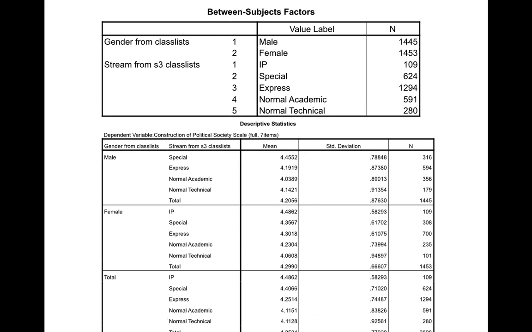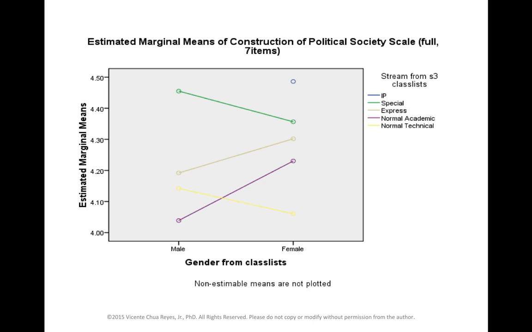And the lower table shows us the descriptive statistics. You see there's variety in scores. Males from the special stream scored the highest, 4.452. Females from the integrated program scored the highest, 4.4. But again, we ask ourselves, are these differences meaningful? Are these differences statistically significant? Now we go into complex designs, right?